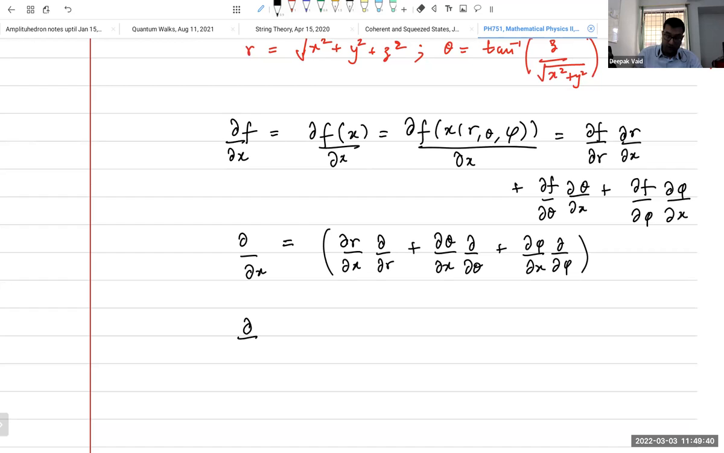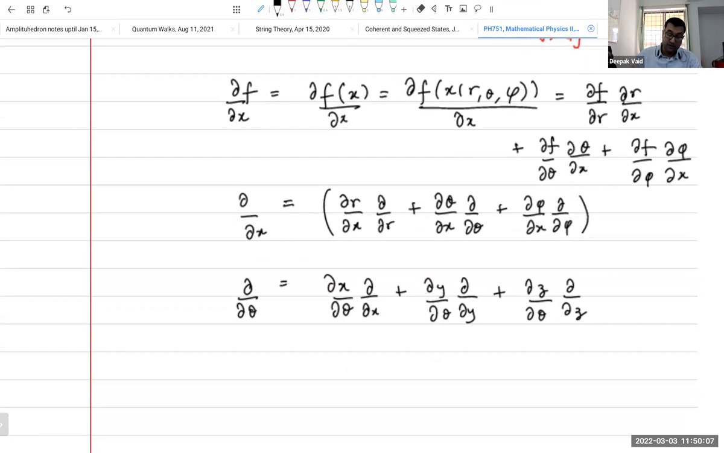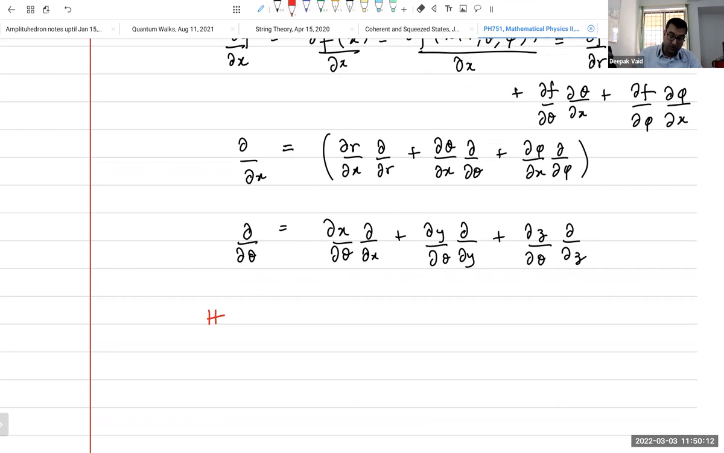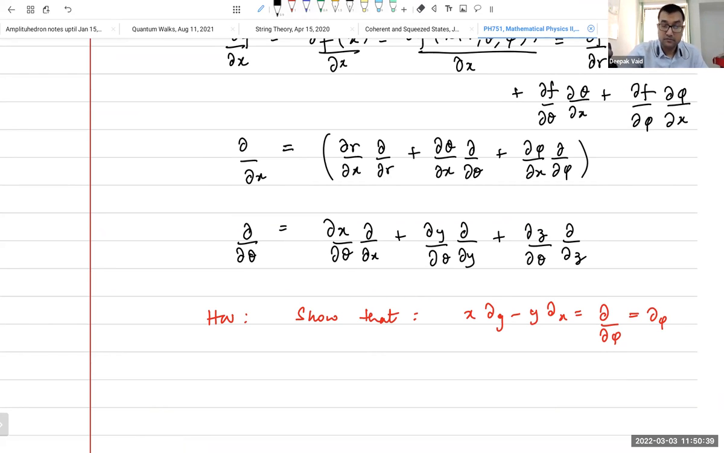You can do the inverse also. You can write d by dr or d by d theta in terms of x, y, z. Right? What would you do? You would say d by d theta is dx by d theta, d by dx, plus dy by d theta, d by dy, plus dz by d theta, d by dz. Right? So your homework exercise is to show that x d by dy minus y d by dx is equal to d by d phi. Okay? Now, I don't know, maybe you already worked out all of these expressions in your first semester of mathematical methods. Did you do that? No? Okay. So this is your homework.